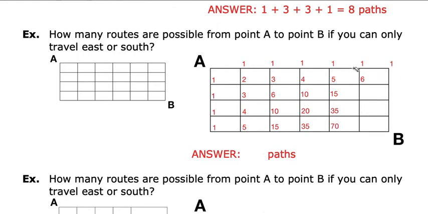6 is 5 and 1. Next is 15 and 6, 21. 35 plus 21 is 56. 70 plus 56 is 126. 6 and 1 is 7. See the advantage of writing the outer frame. Then 21 and 7 is 28. 56 and 28 is 84. And 126 and 84 is 210. The total number of paths is 210. So you can see that this counting method is advantageous because we would never count these out individually.